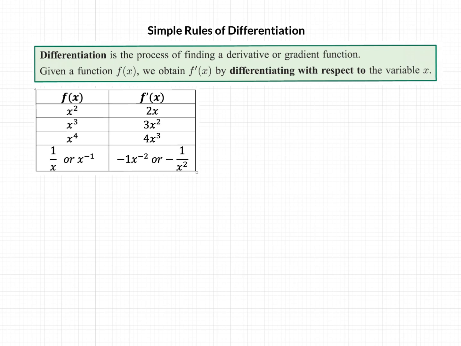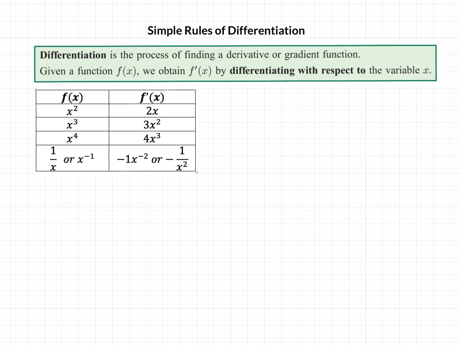During this video, I'm just going to go through the simple rules of differentiation. Differentiation is the process of finding a derivative or the gradient function. When given a function f(x), we obtain f'(x) by differentiating with respect to x. What we've been doing previously is finding derivatives from first principles. When we found the derivative from first principles of x squared, we discovered that it was 2x.